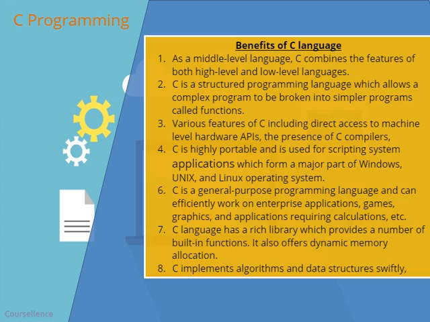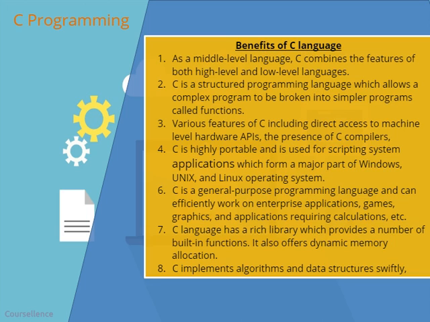3. Various features of C including direct access to machine-level hardware APIs, the presence of C compilers, deterministic resource use and dynamic memory allocation make C language an optimum choice for scripting applications and drivers of embedded systems. 4. C language is case-sensitive, which means lowercase and uppercase letters are treated differently. 5. C is highly portable and is used for scripting system applications which form a major part of Windows, Unix, and Linux operating systems.